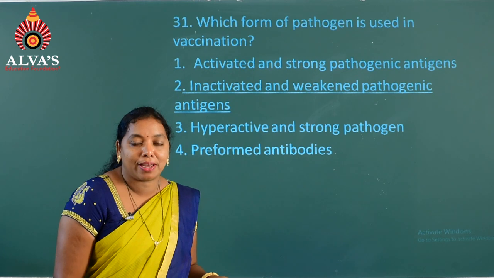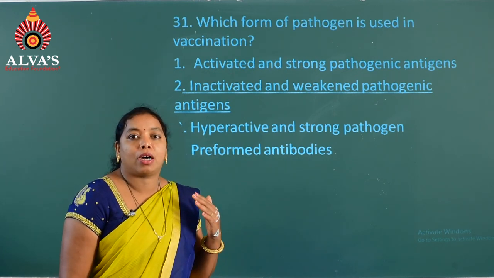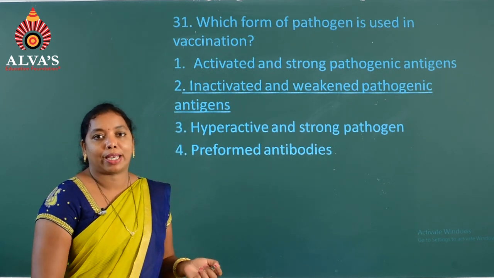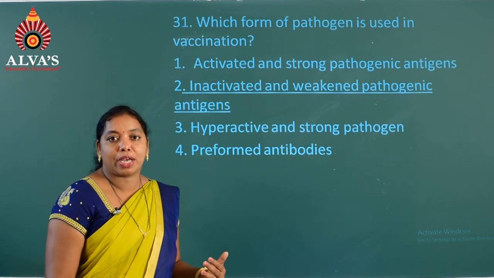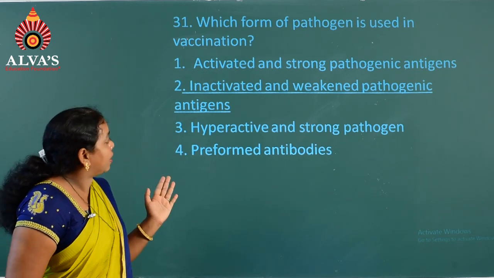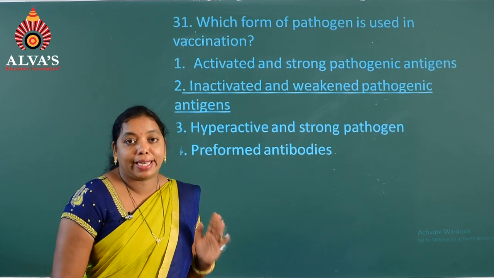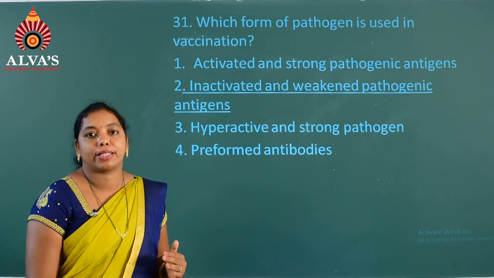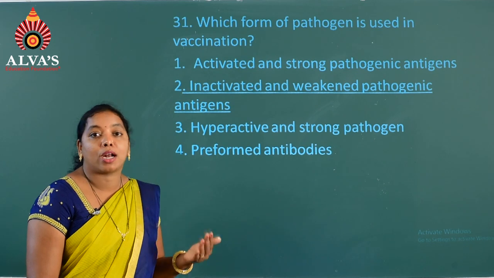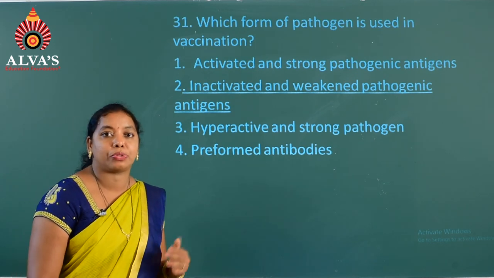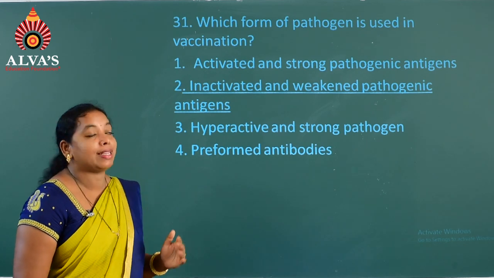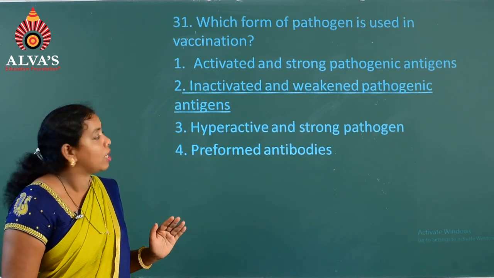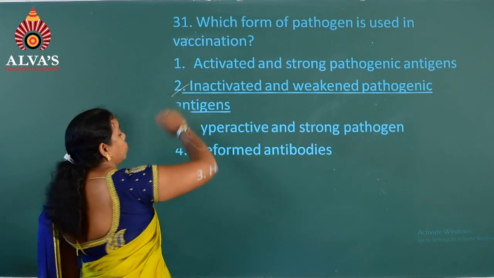If you consider this vaccination, where they are making our immune system function based on memory, it is a type of acquired immune response. That is why, whenever an inactivated or attenuated, weakened pathogen is injected into the body of the person, the body starts to produce antibodies against certain pathogens. So, the correct answer is inactivated and weakened pathogenic antigens. So, the second option is the right answer for question number 31.